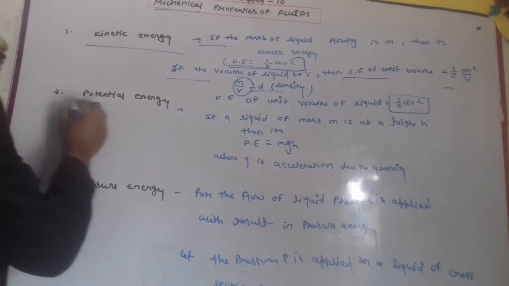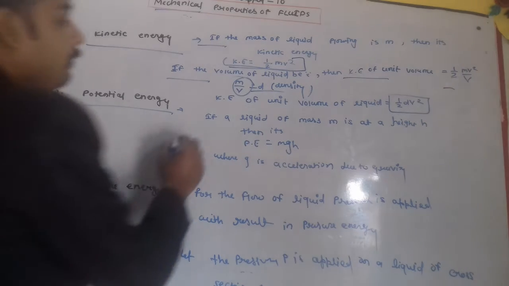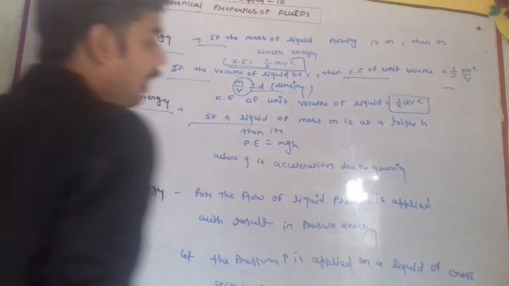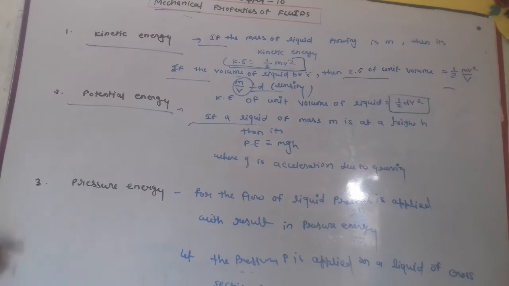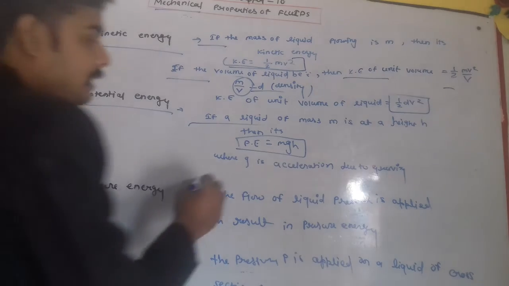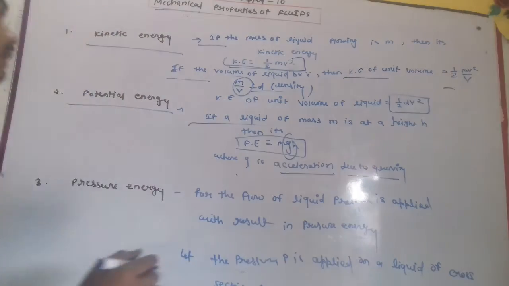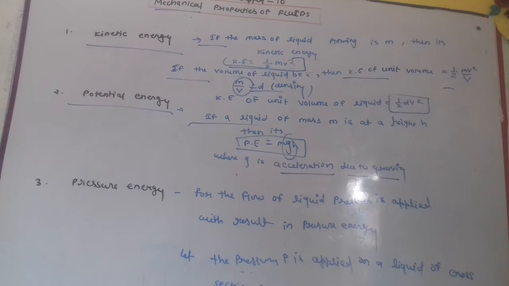Now we'll discuss potential energy. What is potential energy? If a liquid of mass m is at a height h, then the potential energy is represented by mgh, where g is the acceleration due to gravity. So the potential energy will be represented by mgh.